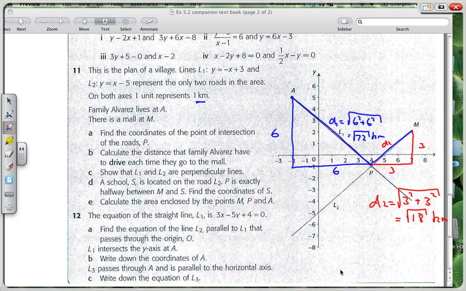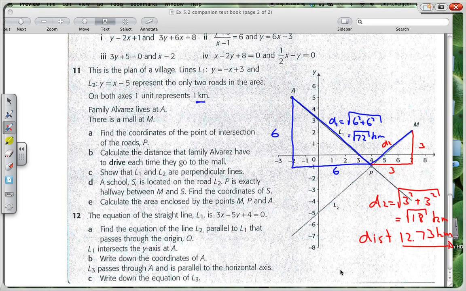And we can work that out. So we're going to get the square root of 72 plus the square root of 18, and I get the total distance is about 12.73 kilometers they would have to drive.